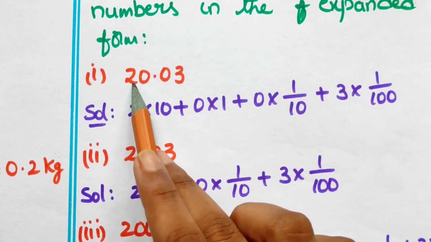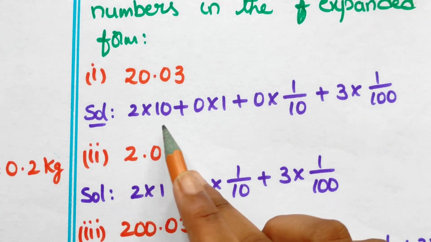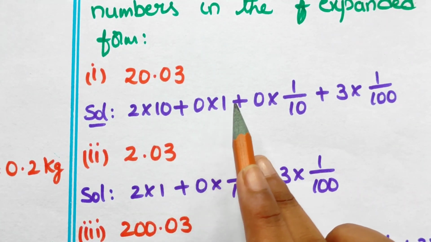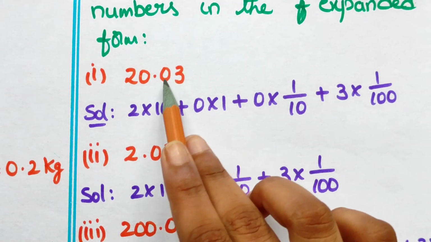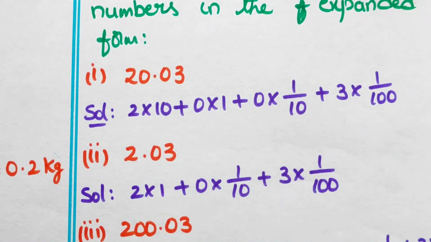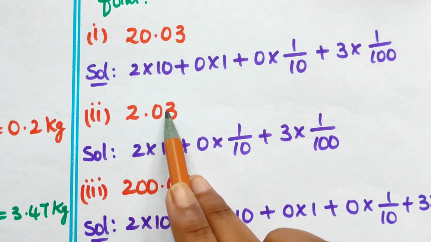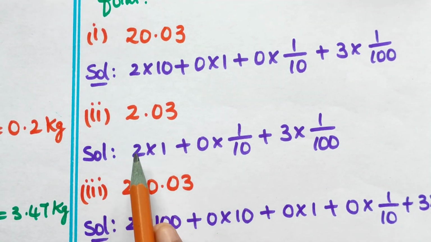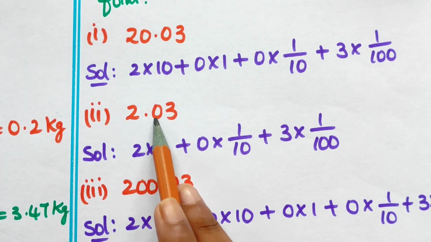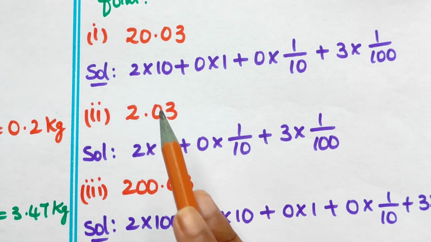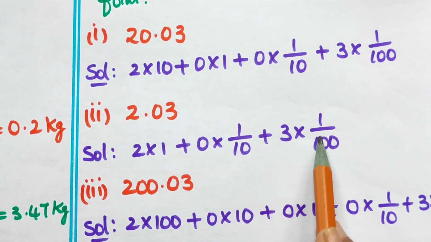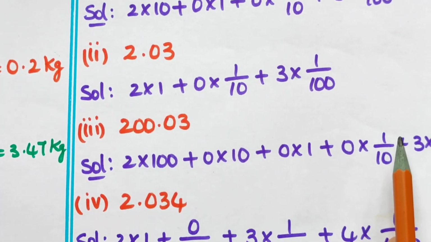Now 2 is in tens place, so it is 2 into 10 plus 0 is in ones place, so it is 0 into 1 plus 0 here is in tenths place, so it is 0 into 1 by 10 plus 3 is in hundredths place, so it is 3 into 1 by 100. Clear? Now here let's see the second bit. 2.03. Here 2 is in ones place, so it is 2 into 1 plus 0 is in tenths place, so it is 0 into 1 by 10 plus 3 is in hundredths place, so it is 3 into 1 by 100. Is it clear? Now let us see the third bit.